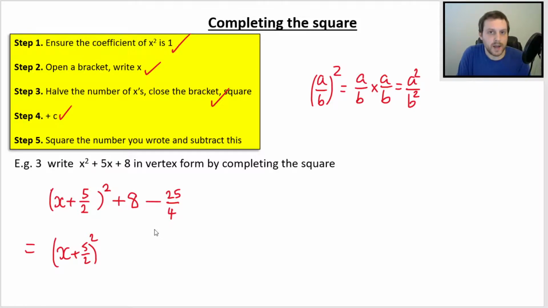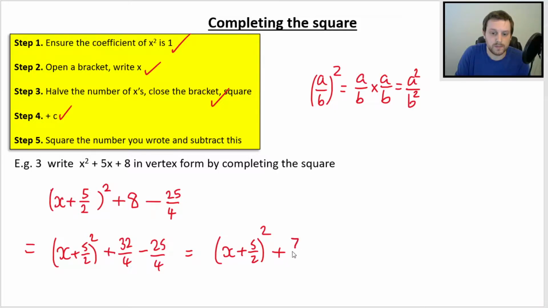And so I'm just going to do 8 times 4 to work out what needs to go on the top. So 8 times 4 is 32. So 32 over 4 minus 25 over 4. And this is now going to help me with my final answer. x plus 5 over 2, all squared, 32 quarters, take away 25 quarters is 7 quarters. And there you go, that's your answer.